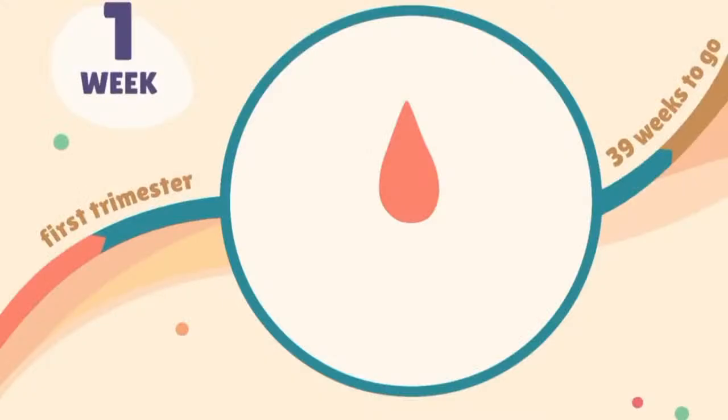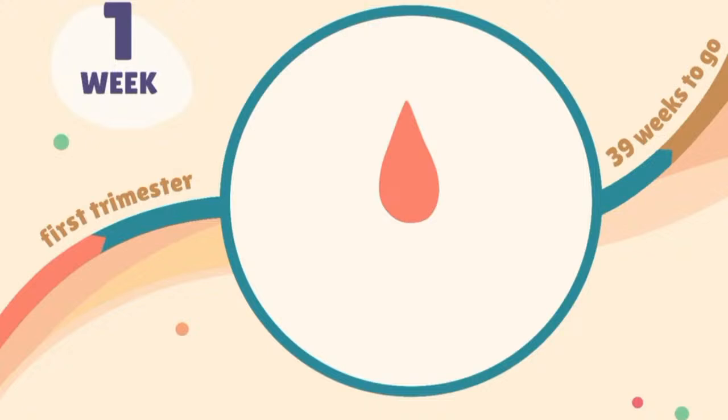Pregnancy week 1 to 2. 1 and 2 weeks pregnant. Congratulations! During the first and second week of pregnancy, your body is preparing for possible conception. How is pregnancy calculated?